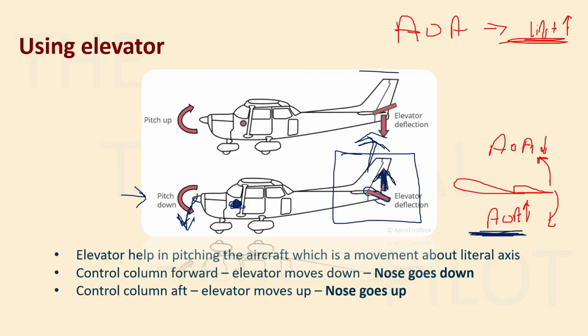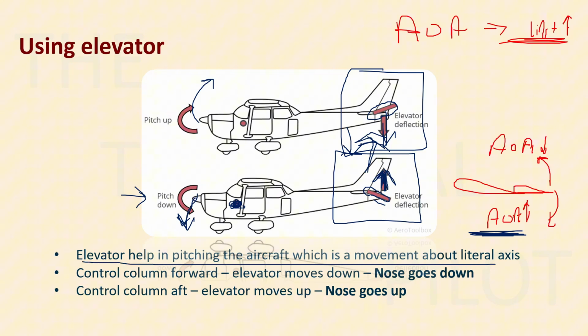And exactly opposite in this particular case, what is happening? The elevator is moved upwards. Since the elevator is moved upwards, the angle of attack is decreased, so the lift is going like this, right? And if I'm moving the tail downwards, then the pitch of the aircraft will go upwards, right? So this is how any of the control surfaces work. As we have seen, the elevator helps us in pitching the aircraft, which is a movement about the lateral axis.